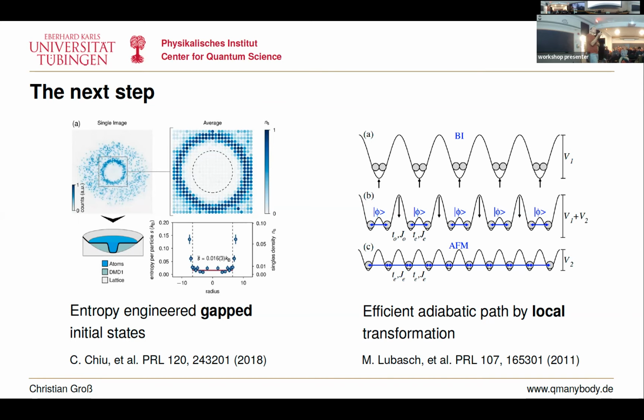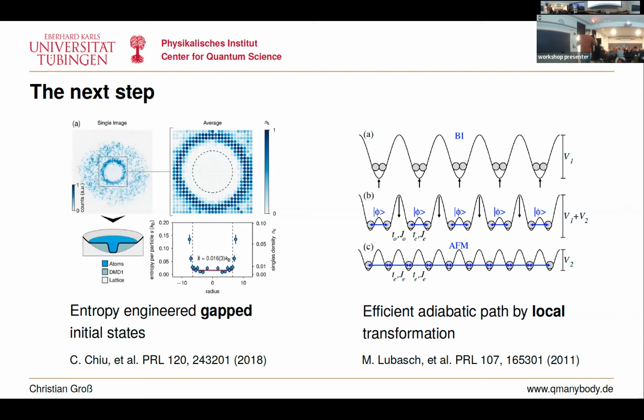I want to show you the natural next steps that I think will be done by Munich or in Harvard or wherever, or at MIT, is probably to make use of a clever adiabatic transition by starting from an entropy engineered initial state, like this double band insulator that Marcus prepared here, where they get a very low entropy of 0.016-ish per site in the center, and combine that with new technology that everyone is now building in these experiments, superlattices basically, so that you can do a splitting of the unit cell in the center in a very controlled way, and transform this band insulator into an antiferromagnet by this local transformation. That this works efficiently has been shown already theoretically, and by that we can really hope that we transfer this low entropy over to the AFM.